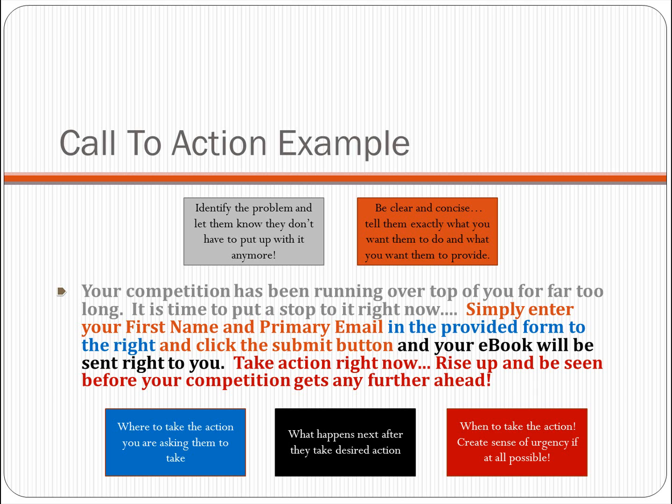Now we're going to break this down, and we've got it color coordinated here to help us see what we're talking about. We're going to start with the gray. It says to identify the problem and let them know they don't have to put up with it anymore. Let's take a look and see if we've done that. Your competition has been running over top of you, so you've identified the problem, and far too long. It's time to put a stop to it right now. So basically, you're letting them know the problem and that they don't have to put up with it anymore. That we're going to put a stop to it right now.